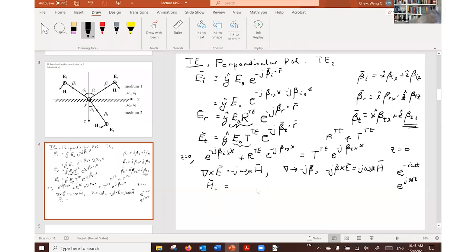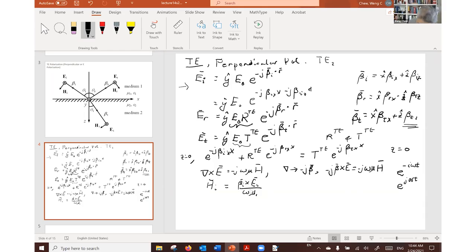So you see how tedious this is when you work with full-fledged Maxwell's equations. And if you work on this term, you will get that this should be beta I cross EI over omega mu 1, because I'm dealing with region 1.